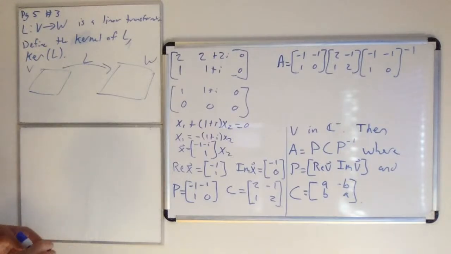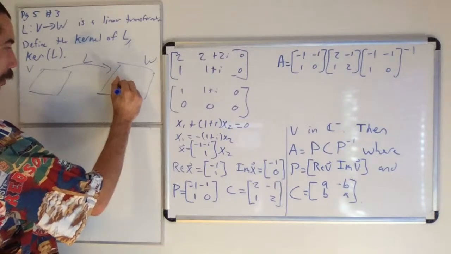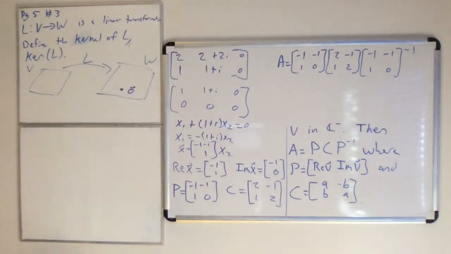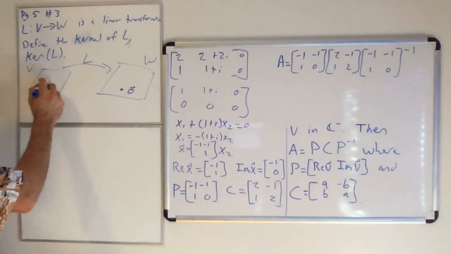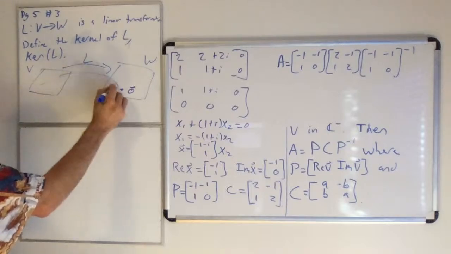But yeah, so what is the kernel? Somewhere in W, there's this vector which we call 0. It is a subspace of V. We're going to prove that for question 4. But it is a subspace of V that has certain properties. It's all of the vectors in V that get mapped to 0.